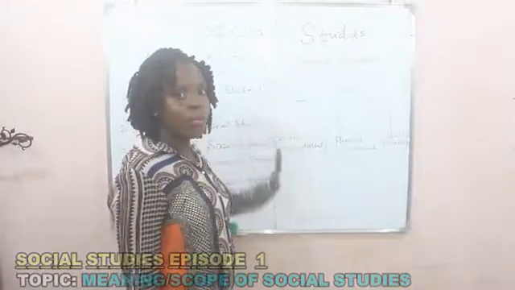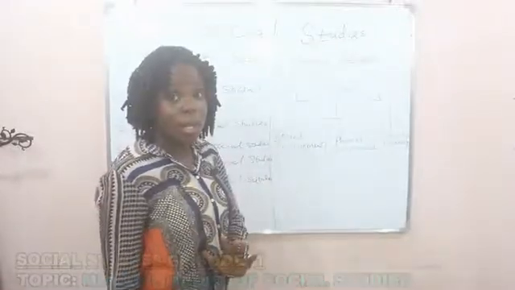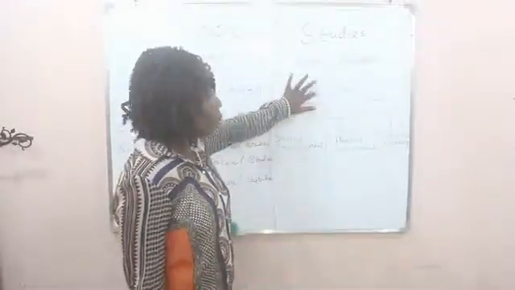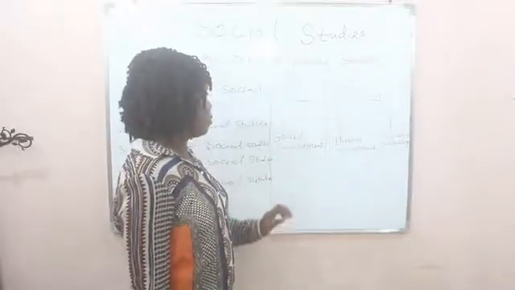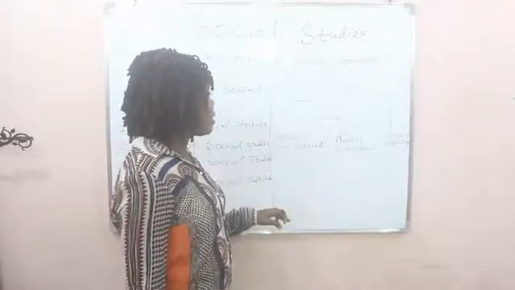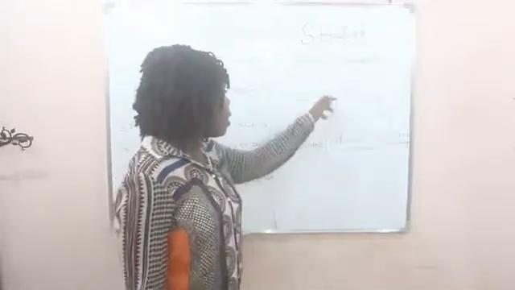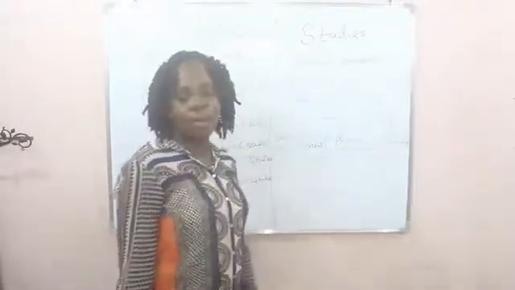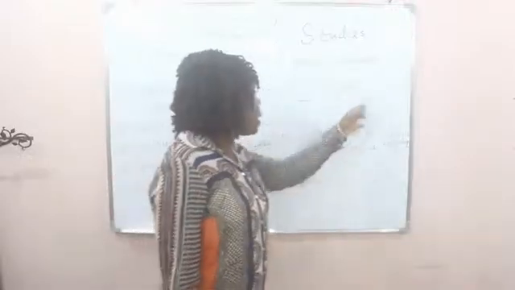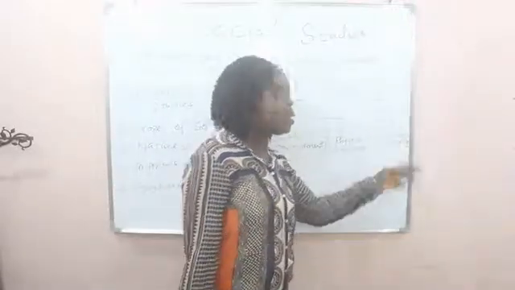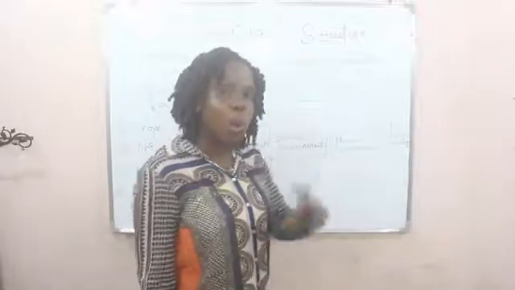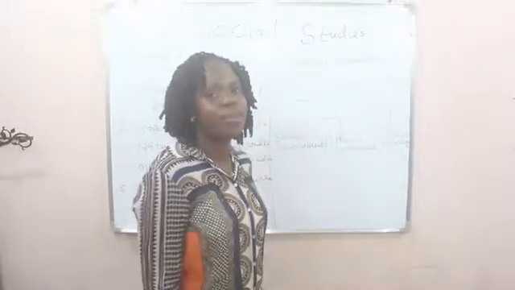Now let's try to use this picture to define or explain what social studies means. This is man. Man interacts with his social environment. Man equally interacts with his physical environment. And then man interacts with the science and technology being produced to help man live a better life.